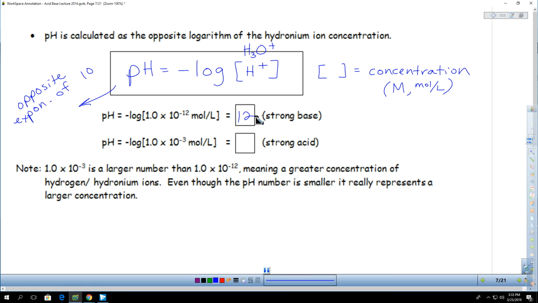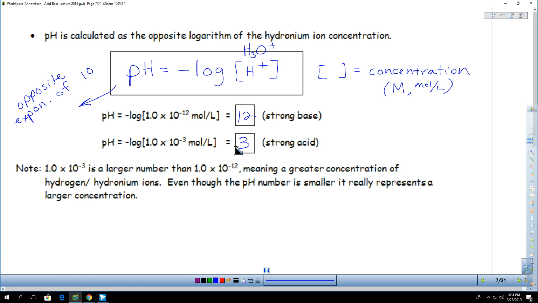In the second one, if I go opposite log, 1.0 times 10 to the negative third, pH is just the opposite exponent of 10. The log base 10 is just the exponent of 10, and pH is the opposite exponent. So this is going to be 3. So probably pretty acidic. Maybe it's a strong acid, something that's dissociating completely. Or if it's a weak acid, it would have had to be pretty concentrated. My guess is this is a strong acid because that molarity is pretty small, and I'm still getting a pH of 3.